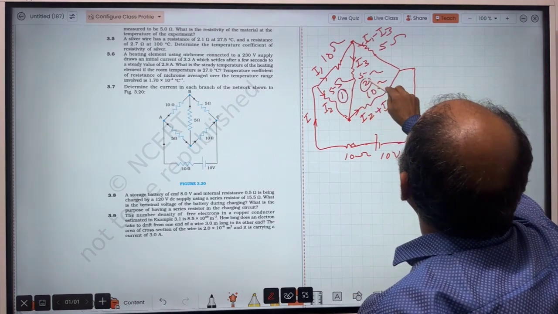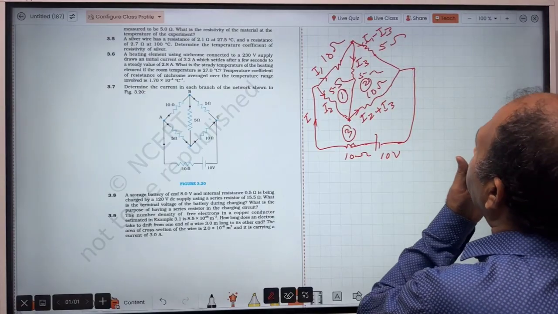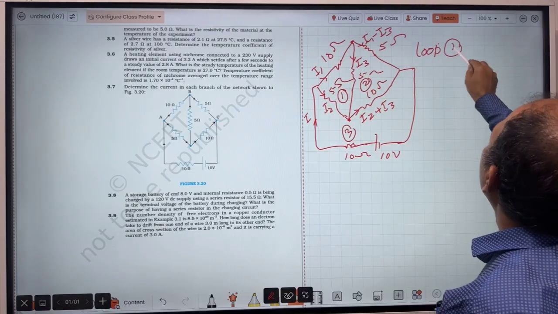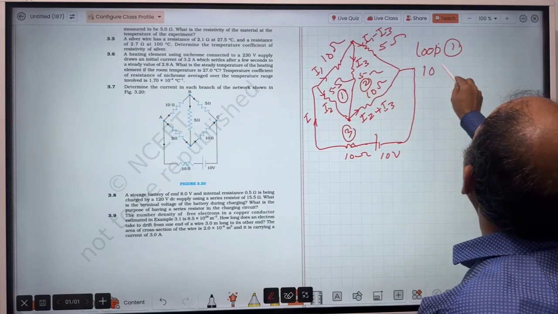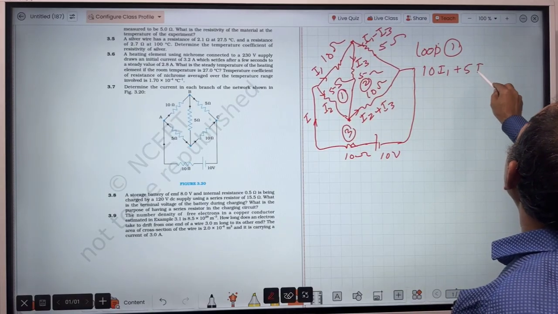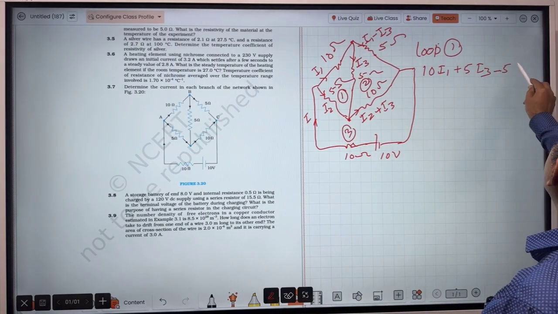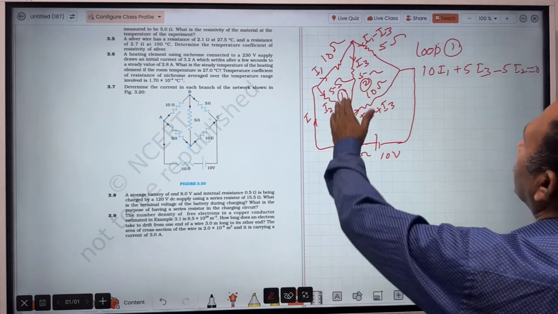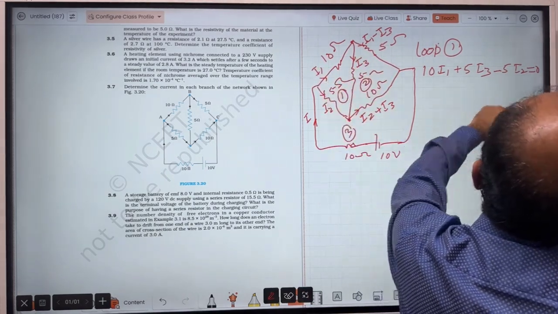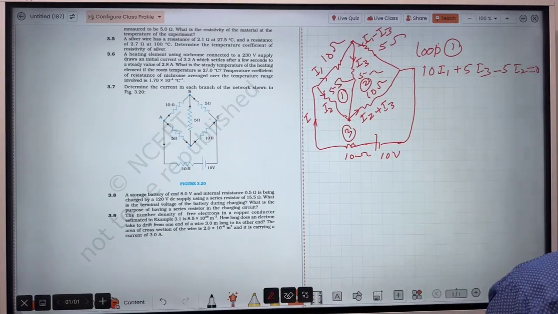Now we have various loops. First loop, second loop, third loop. So we are going to write the equations of 3 loops. If you consider loop number 1, so what is happening? 10 times I1, plus 5 times I3, minus 5 times I2 equal to 0. This is first loop. You are moving in the direction of current. Here you are moving against the current. That is why negative sign. This is equation number 1. You can simplify it by dividing each term by 5.